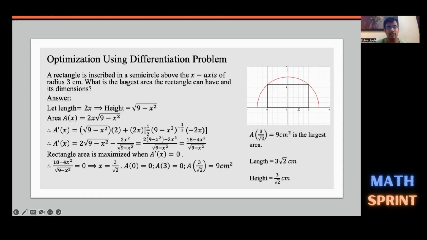A rectangle is inscribed in a semicircle above the x-axis of radius 3 centimeters. What is the largest area that the rectangle can have, and what are its dimensions?